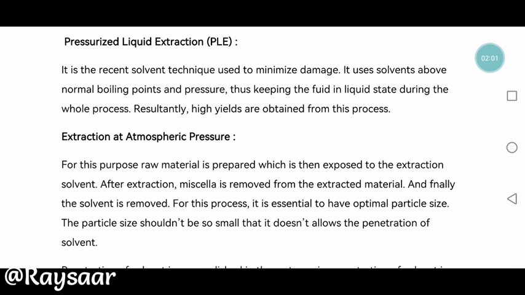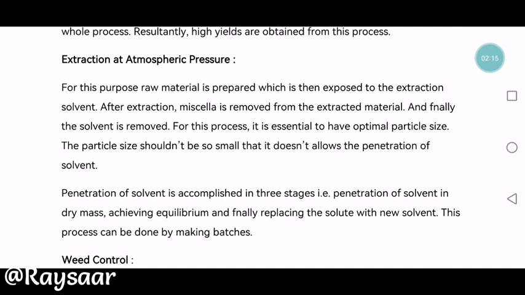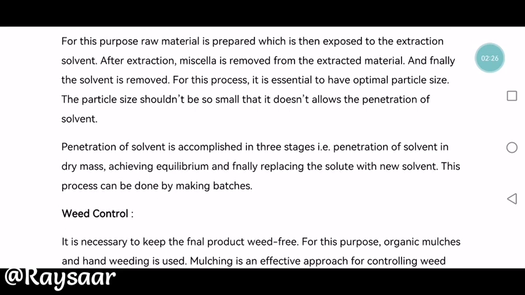Extraction at atmospheric pressure. For this purpose, raw material is prepared, which is then exposed to the extraction solvent. After extraction, miscella is removed from the extracted material, and finally the solvent is removed. For this purpose, it is essential to have optimal particle size. The particle size shouldn't be so small that it doesn't allow the penetration of solvent.